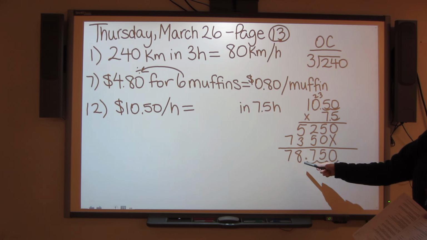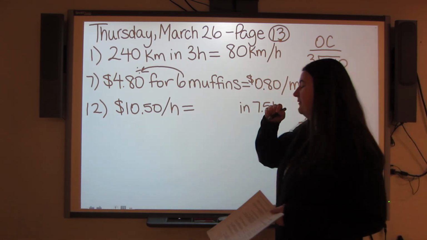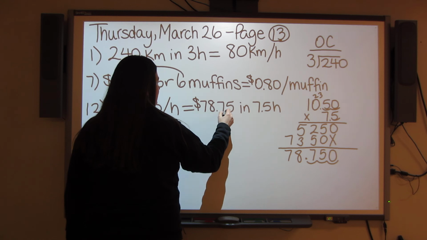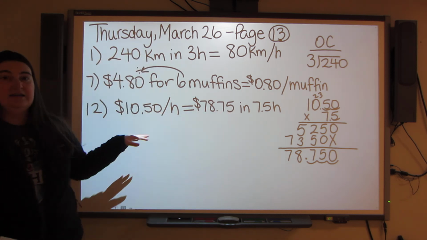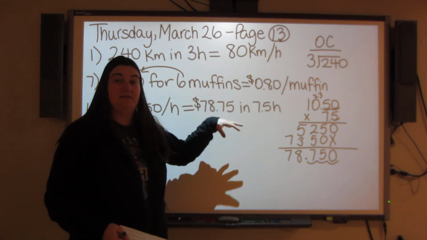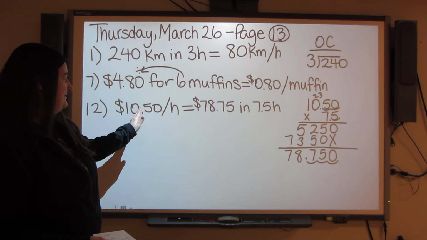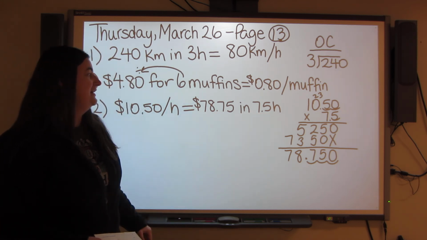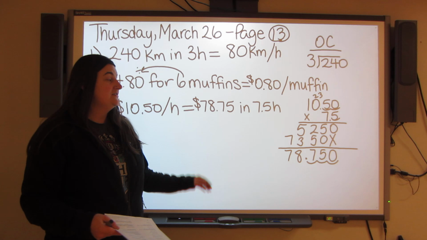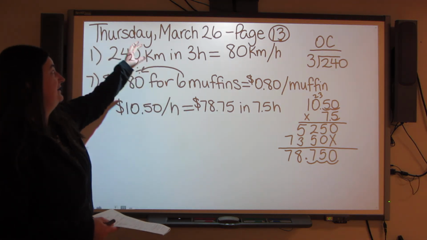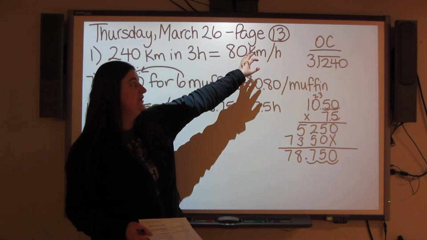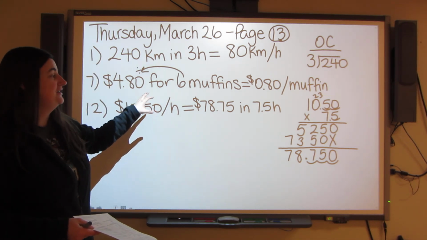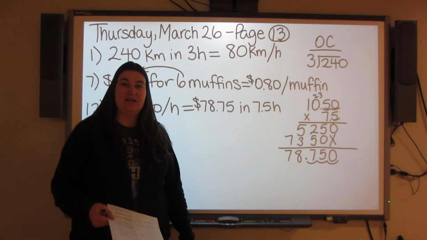And here's my answer, $78.75. So you go back to your question, $78.75. So I've taken my unit rate and I've turned it into a regular rate to find out that if I make $10.50 an hour, how much am I going to make if I work 7.5 hours? I will make $78.75. So this is how you're going to be working. A lot of these questions, you're either working from a rate and you're turning it into a unit rate by using division, or they tell you the unit rate and you're turning it into a regular rate by using multiplication.